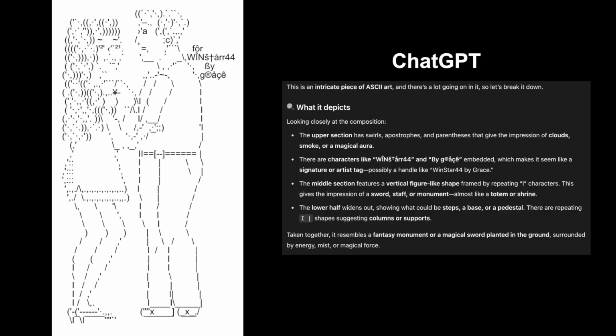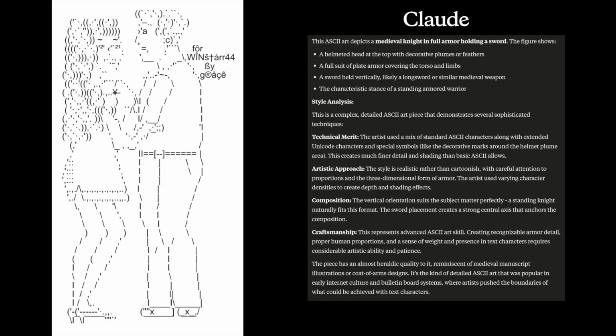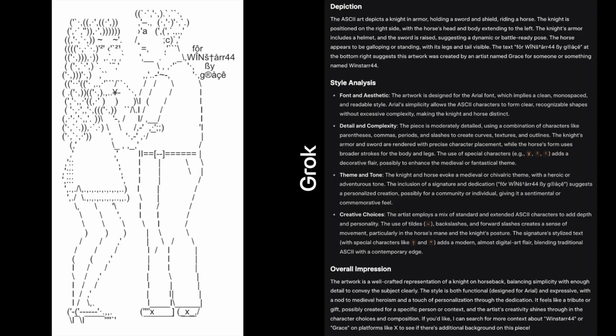A man and a woman standing next to each other. It resembles a fantasy monument or a magical sword planted in the ground, surrounded by energy, mist, or magical force. This ASCII art depicts a medieval knight in full armor holding a sword. This ASCII art depicts a character, likely Mickey Mouse, standing in front of a Windows desktop or a similar graphical user interface. The ASCII art depicts a knight in armor, holding a sword and shield, riding a horse. The knight is positioned on the right side, with the horse's head and body extending to the left. The knight's armor includes a helmet, and the sword is raised, suggesting a dynamic or battle-ready pose. The horse appears to be galloping or standing, with its legs and tail visible.